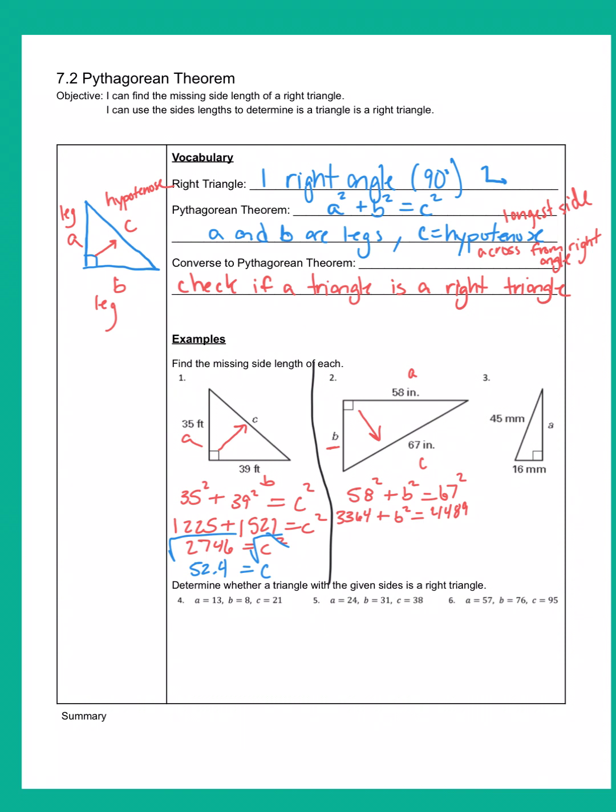And then this one's a little bit different. We can't just take the square root right away. We have to get that b by itself first before we can do that, which means I need to get rid of this 3,364. It's positive right now. So do inverse operations, opposite. We're going to minus it from both sides, one from the left here, and then one from the right over here. So that's going to leave me with that b squared.